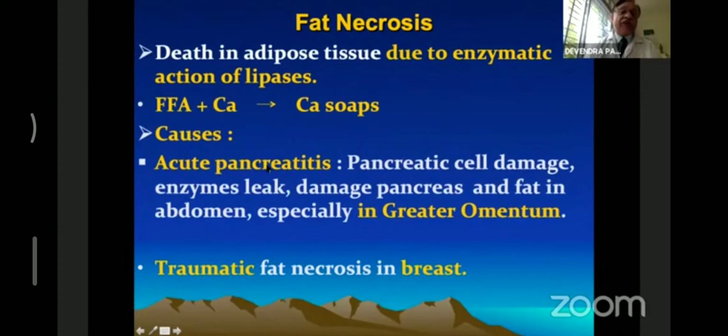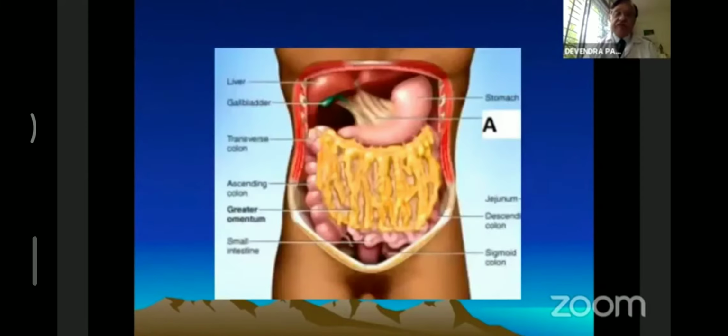Cause is acute pancreatitis. Whenever there is inflammation of the pancreas, the contained enzymes, especially the lipases, the enzymes which digest the fats, leak out into the abdomen, and they digest the fat which is present, especially in the greater omentum. Greater omentum arises from the greater curvature of the stomach, covers the entire viscera, and here the fat is there.